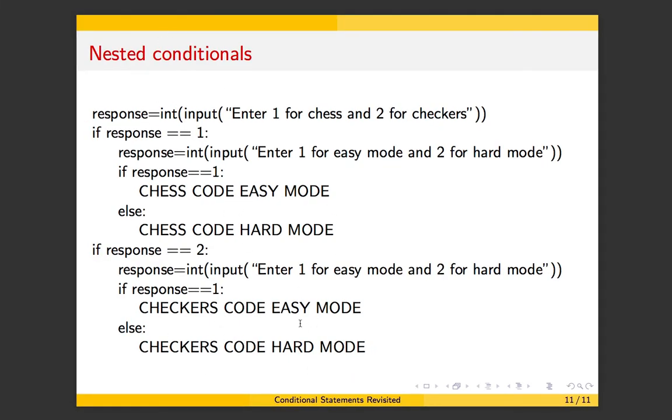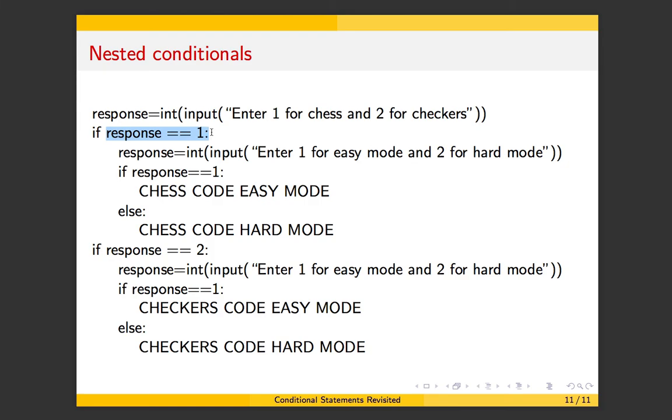So here's just a schematic. Okay, so this is all pseudocode because again, we don't have chess code. Okay, we don't have the tools to program a chess game. But anyway, here's a kind of scheme you could do. You could say, well, look, user, enter 1 for chess and 2 for checkers, and grab that from them. So I put an int here because they're supposed to enter an integer, right? 1 or 2. These are numbers. If the response is 1, they've told you they want to play chess.